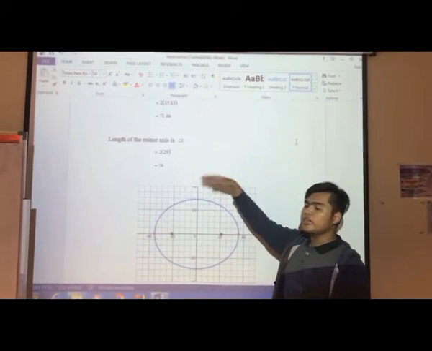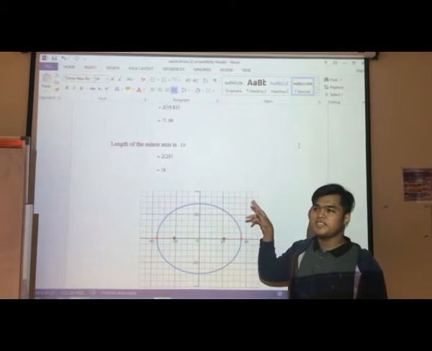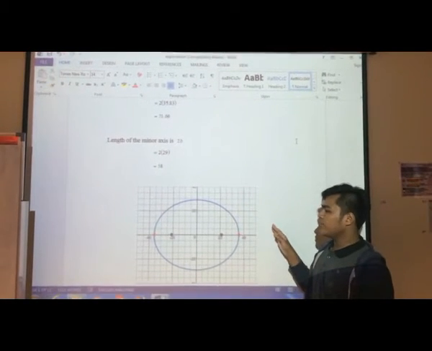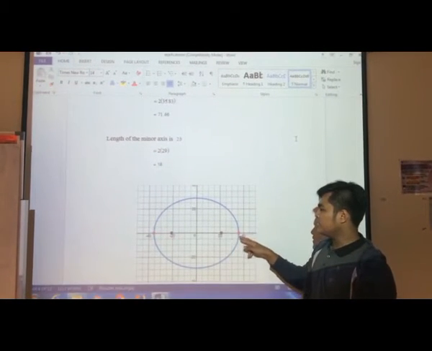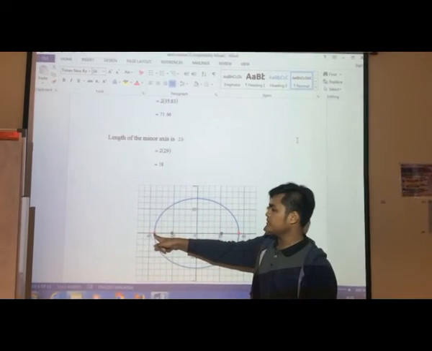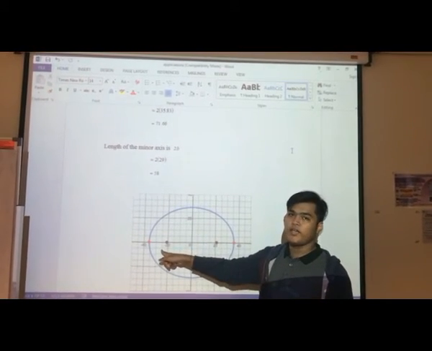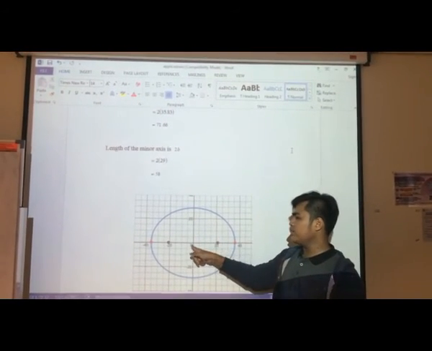When we have done what we do with the foci, we find the foci, the vertices, major axis and minor axis. We can plot the graph. This is the graph of the ellipse. This is the vertices, vertex 1, vertex 2. This is the foci, F1 and F2. This is the origin, the center.